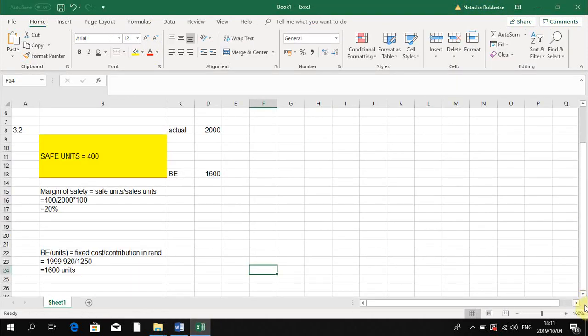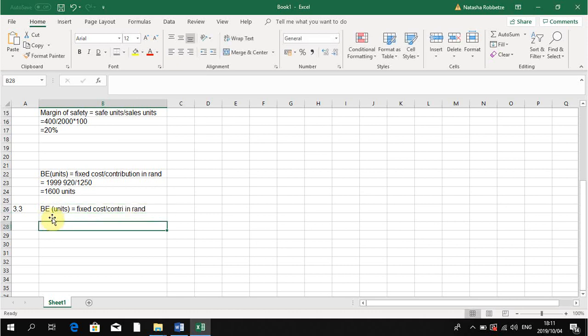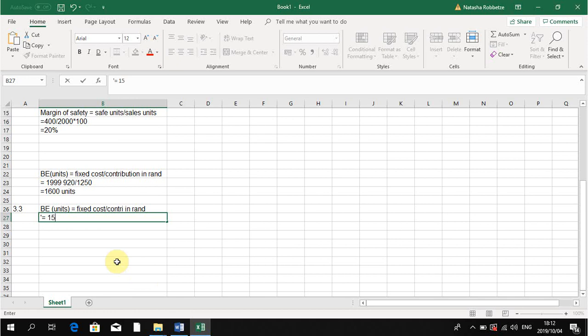So in calculating in 3.3, the break even, I'm simply going to use that formula again to say the break even, and they're asking us units. So the break even in units is your fixed cost divided by the contribution in rand terms, and there we will say that the fixed cost was given as 2.5 million. We need to divide by 1,300 contribution. And if I do that calculation, I get to an answer of 1,923 units. That was pretty straightforward.